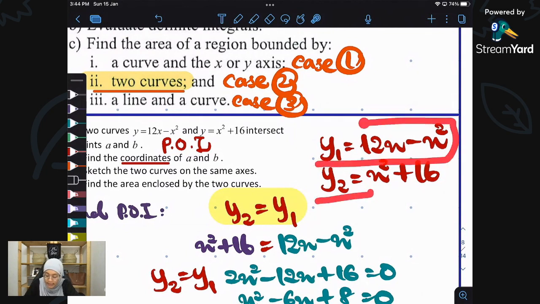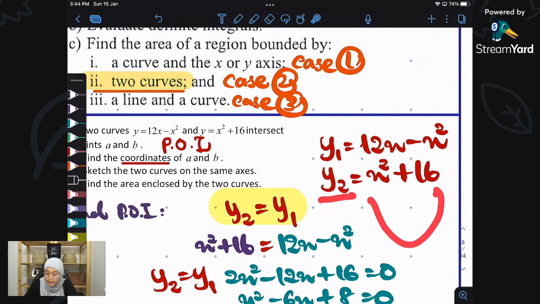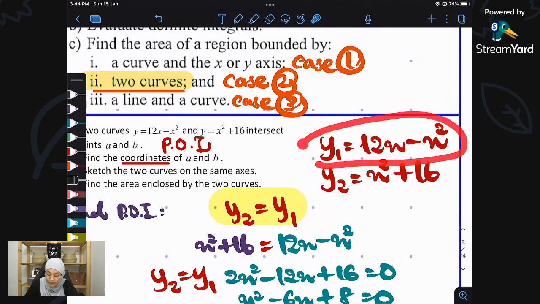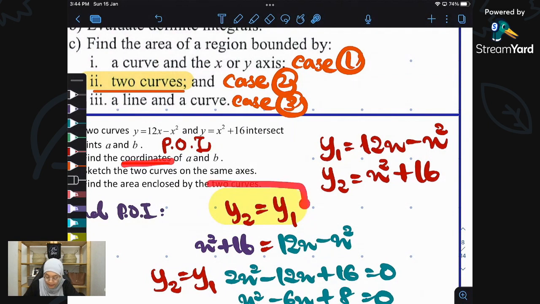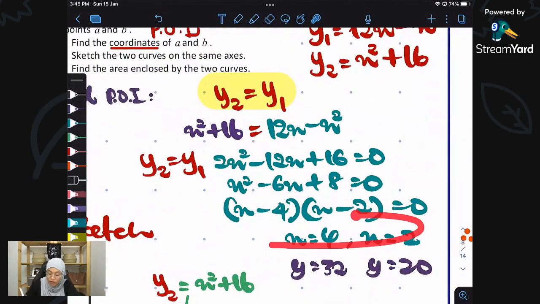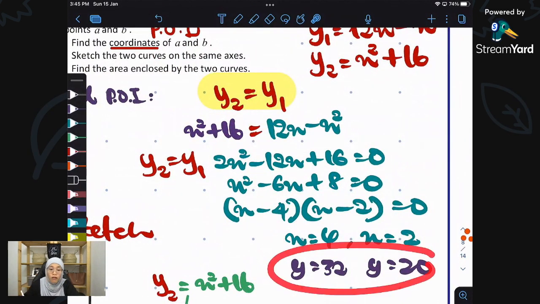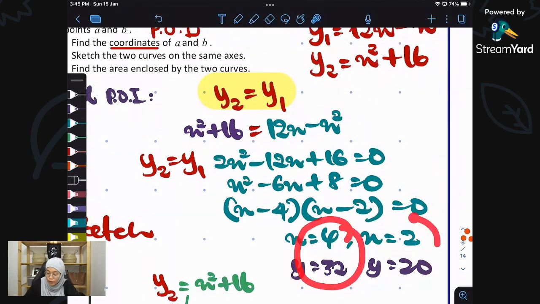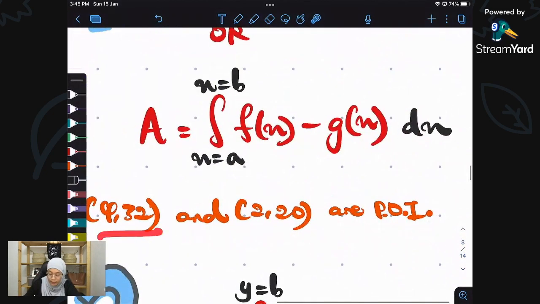So my y1 is the kuadratik yang masam, manakala y2 adalah kuadratik yang senyum. So y1 is masam, y2 is kuadratik senyum. Now, to find the point of intersection is simply y1 equals y2, or y2 equals y1, up to you, asalkan mereka equal them to each other, and we will eventually get the value of x. After that, we will get the value of y. So both coordinates have been found. Therefore, you make a conclusion that these are the points of intersection.